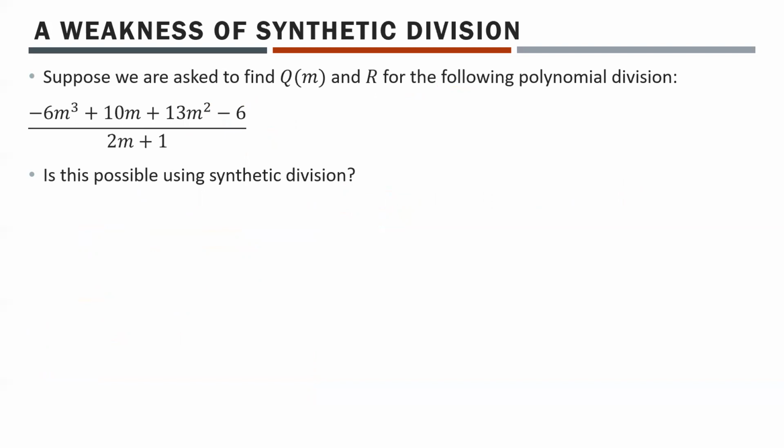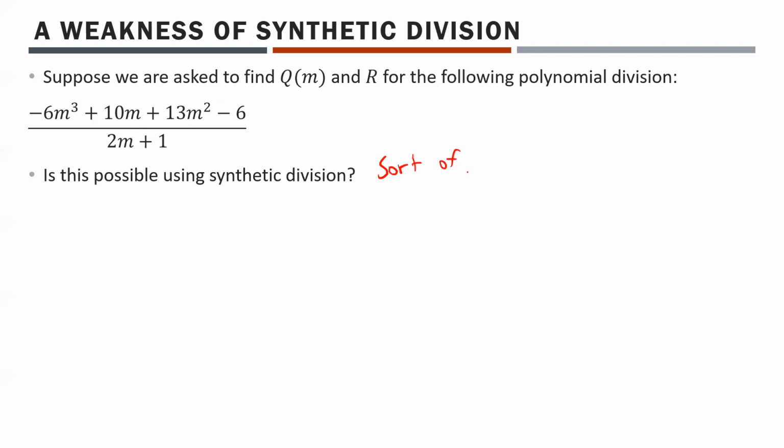So suppose we're asked to find Q of m and R for the following polynomial division. It's the same idea as Q of x, we're just using m as a variable instead. We got the whole thing going on here. Now, is this possible using synthetic division? Well, the answer to this is more complex than that. It's kind of just sort of. Now, here's what I mean by sort of.